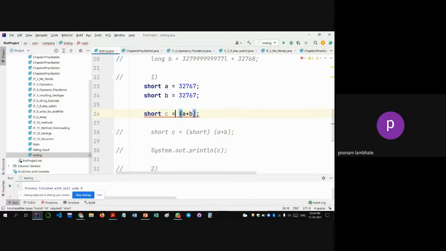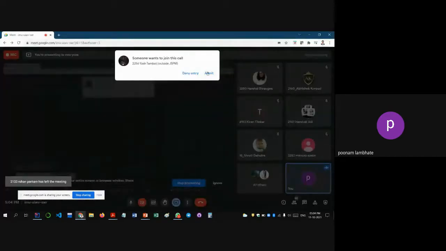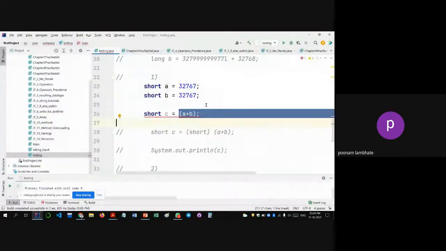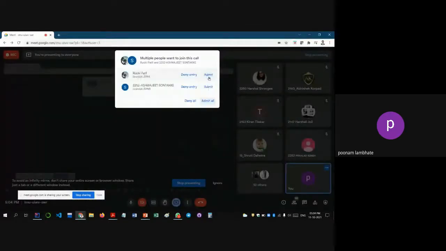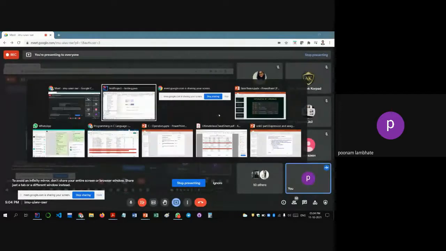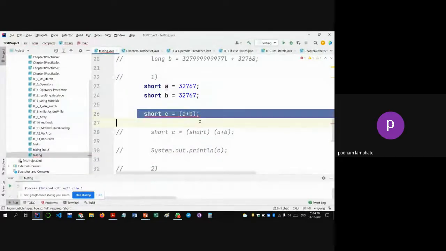We have seen that last time. So it is saying that it is required as short, but the range that you're giving, 32767 plus 32767, actually comes in the integer range. That is why it is telling that it is required as short, but you have given int. You have given int because the sum of a and b is in the integer range. So such messages you may come across, and you should understand what they mean.